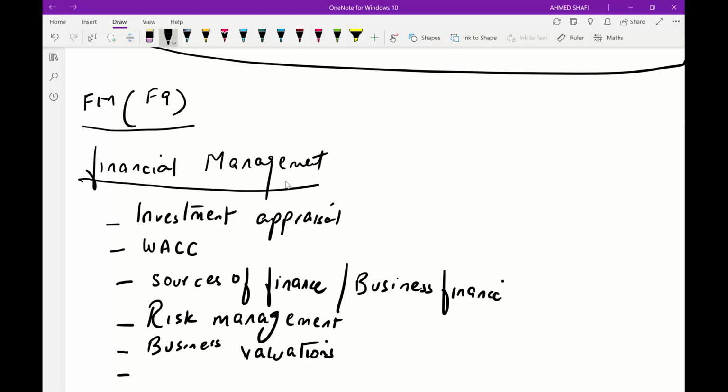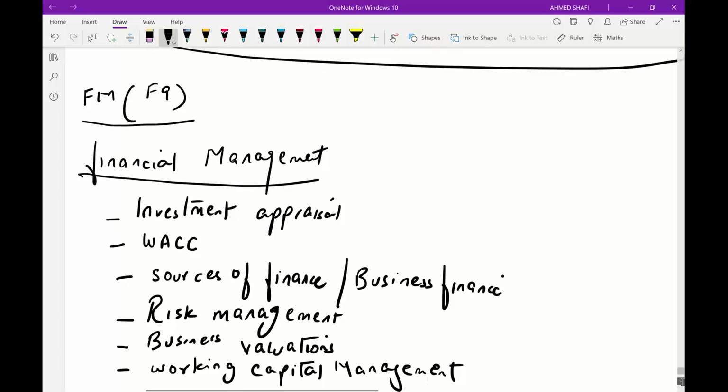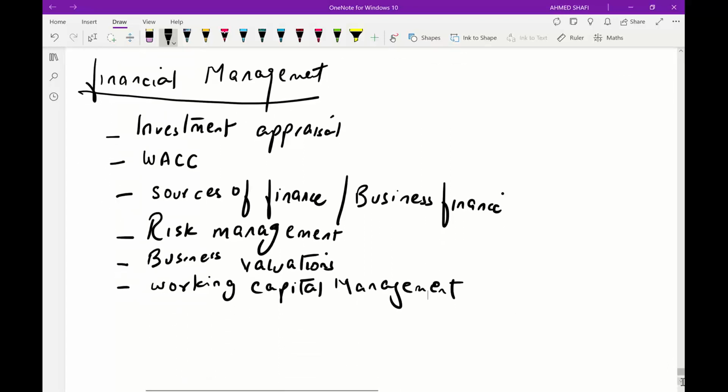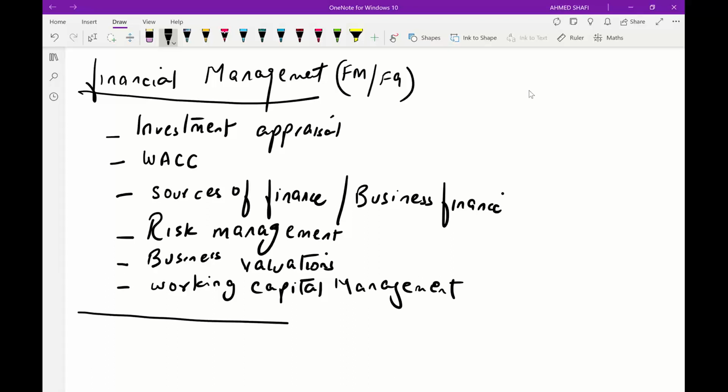This is the fifth core area, and the last area is related to working capital management, related to inventories, receivables, and stuff like that. So these are basically considered to be the core areas of the F9 financial management exam. And obviously people who are preparing for this might be familiar with these core areas.